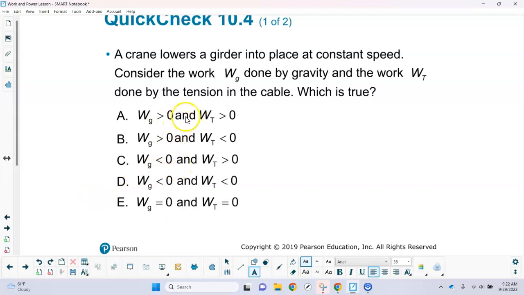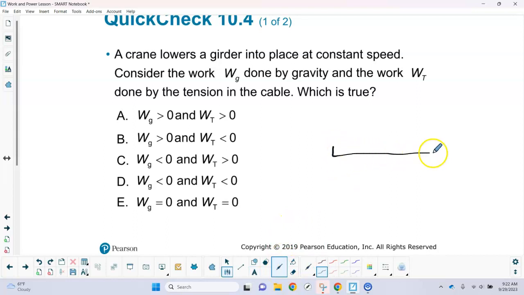It says a crane lowers a girder, which is just like a bar, one of those big, long metal beams. So there's the crane with the hook on it. I'm not a very good artist, like you said, but you get the idea. A crane lowers a girder into place at a constant speed. So the velocity is going down, and the displacement is also going down. We're trying to figure out the work done by gravity and the work done by the tension, and really we're just deciding whether it's positive or negative.